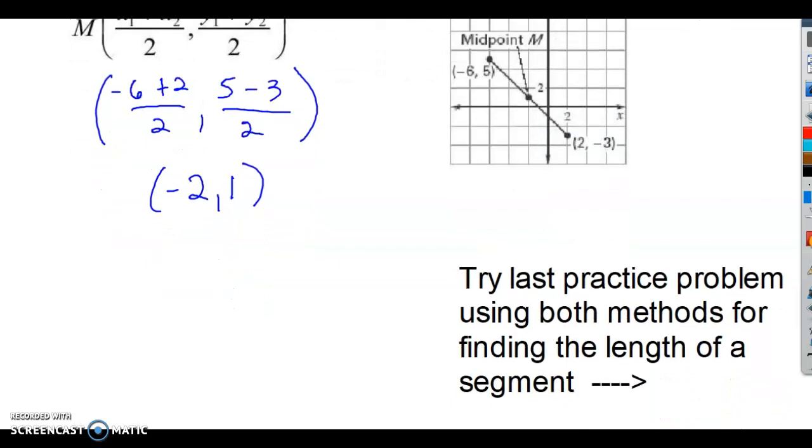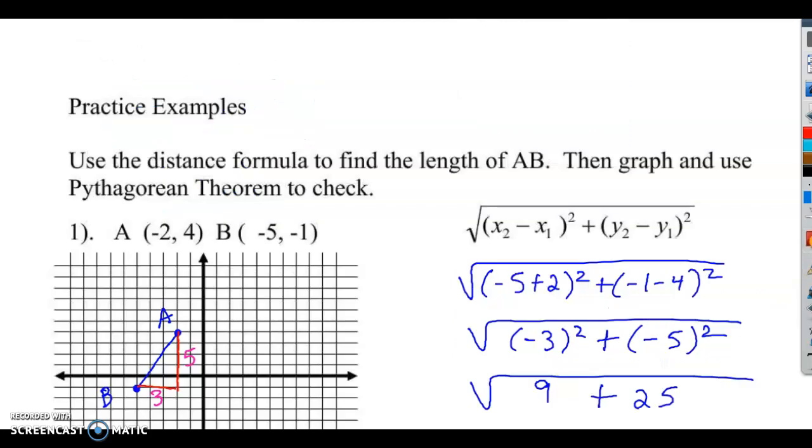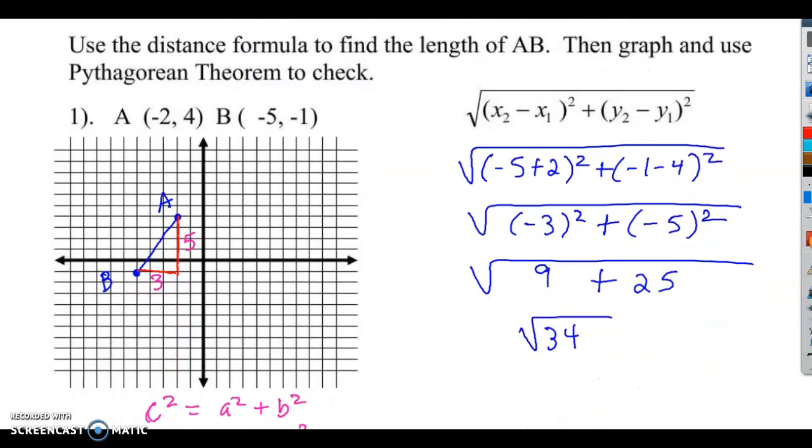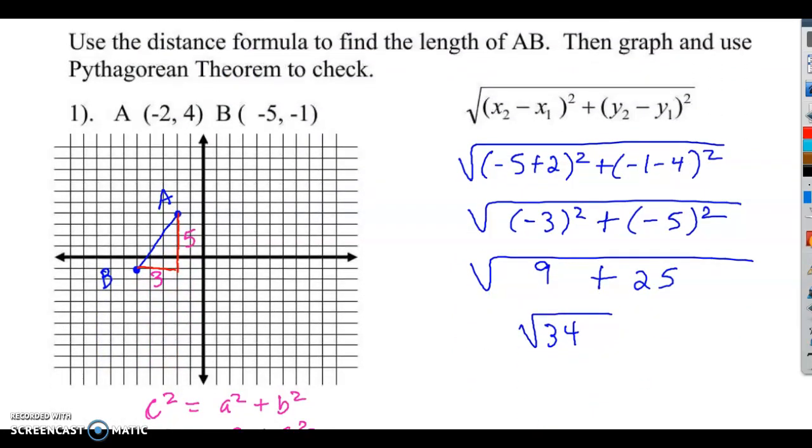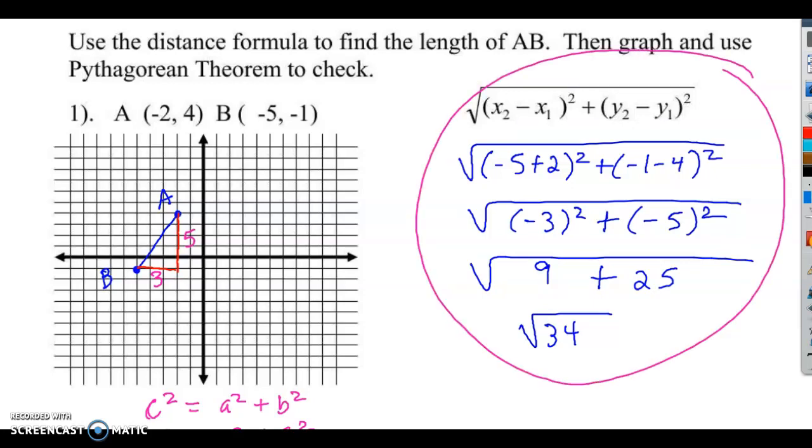All right, last problem we're going to do using the distance formula and using Pythagorean theorem. So if you've got 2 points, yes, you could use the distance formula. Okay, we've done that in class. However, you could also make it into a triangle and count the lengths of the sides. Notice this length is 3, this length is 5, and because it's a right triangle, I can use Pythagorean theorem to find the length of the missing side, which is also the distance that we're looking for. Hopefully we'll find the same answer.